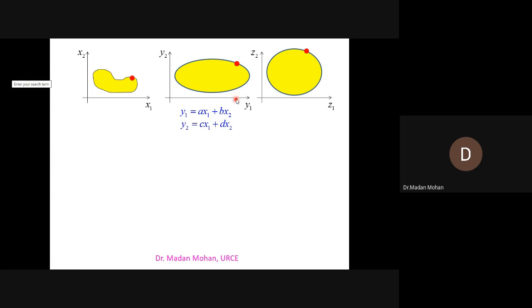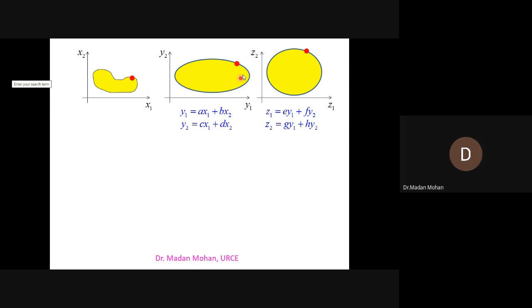Okay. Similarly, now again, you stretch this figure to get the third figure. Therefore, now Z1 depends on Y1, Y2, and Z2 depends on Y1, Y2. Z1 is EY1 plus FY2, and Z2 similarly is GY1 plus HY2. These are the mathematical equations. Any given point X1, X2 becomes Y1, Y2 with the transformation ABCD. ABCD values tell us how you are stretching.